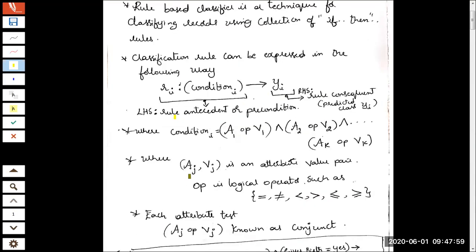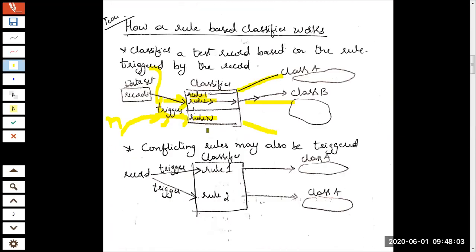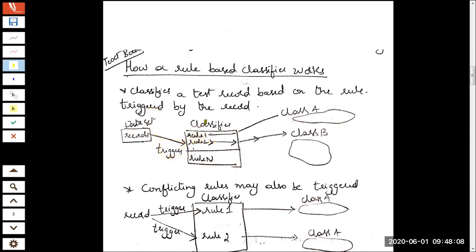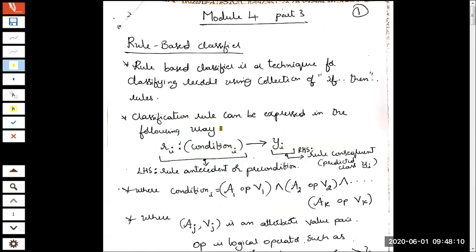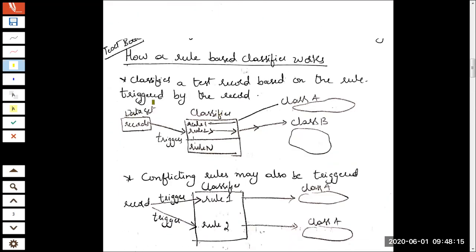Once again, this we had understood. At the starting of module 4 we understood the classifier as sitting between the database, which is towards the left-hand side, and the class, which is towards the right-hand side. The classifier is sitting in between. So obviously, where will the rules be? Rules are within the classifier.